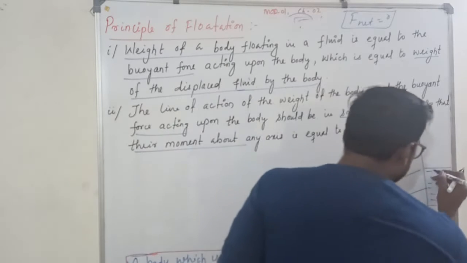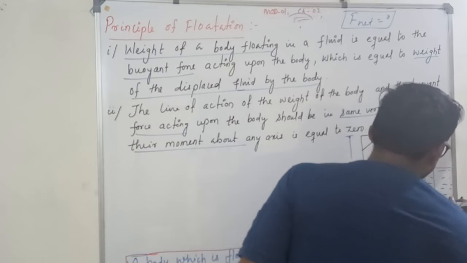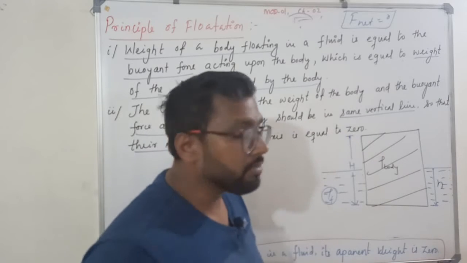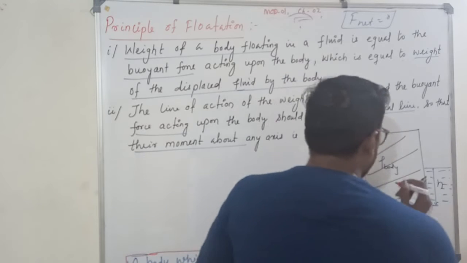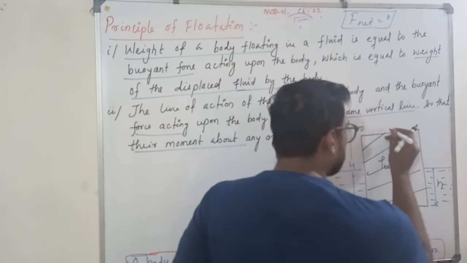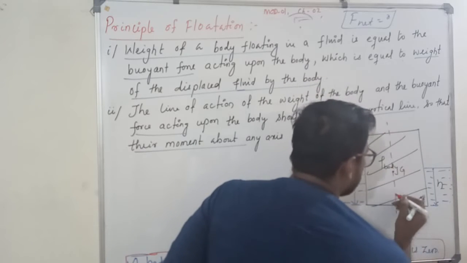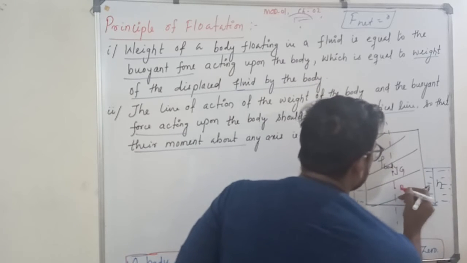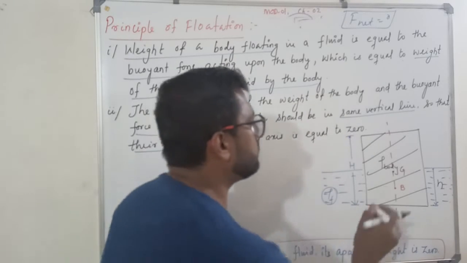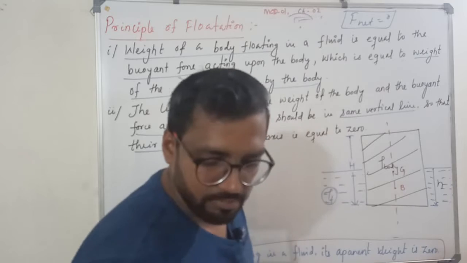How much is it submerged? Sir, it is submerged through a height of small h. And the CG is the centroid of the entire body. B is the center of buoyancy. And you can see that B and G are in the same straight line.